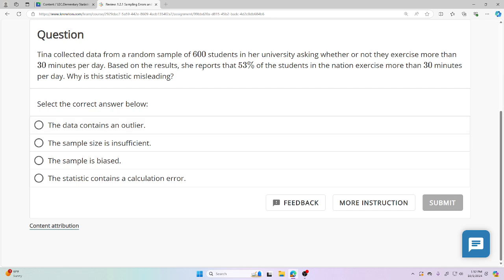Collecting samples, 600 students at a university, whether or not they exercise more than 53 in the nation. Oh, there we go. Why is it misleading? Pretty interesting. Why would this be misleading? They say it is. We're going right outside the university, and she's saying now it's for the nation.